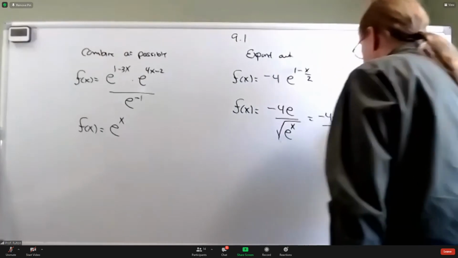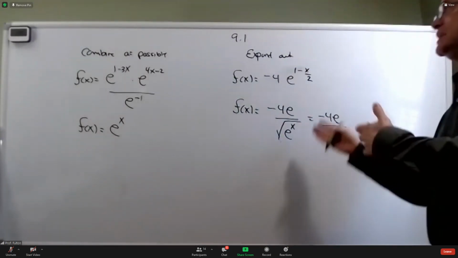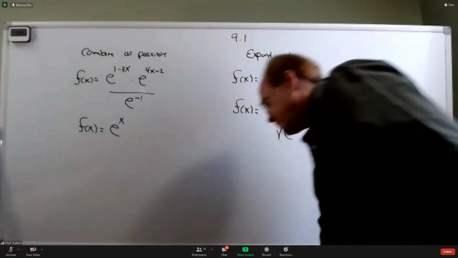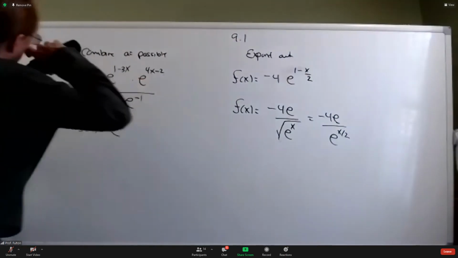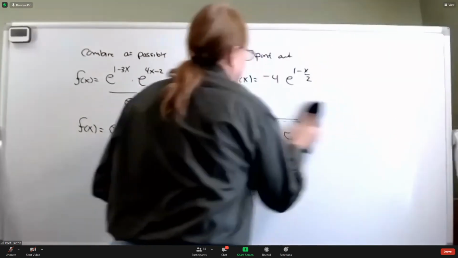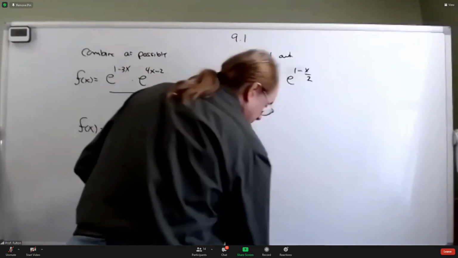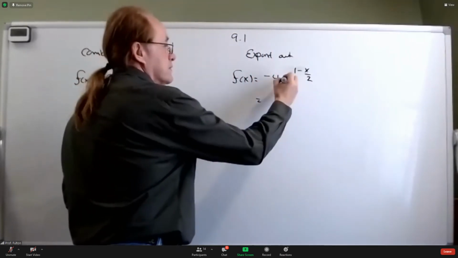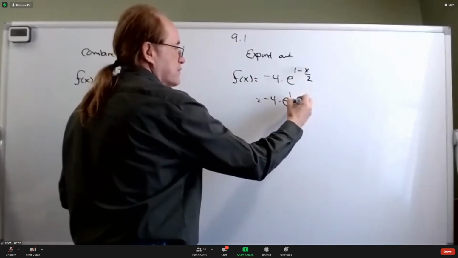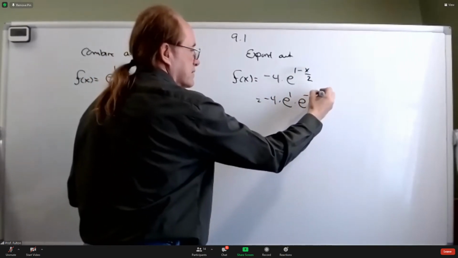So you should get fairly proficient at manipulating exponential functions. Try some now. Did you work that problem out? Yeah, so just rewrite this out. So this is -4 times, I break this down, e to the first times e to the minus x over 2.